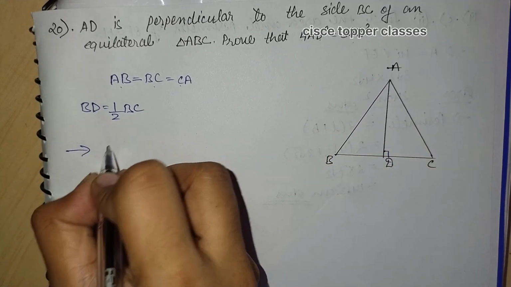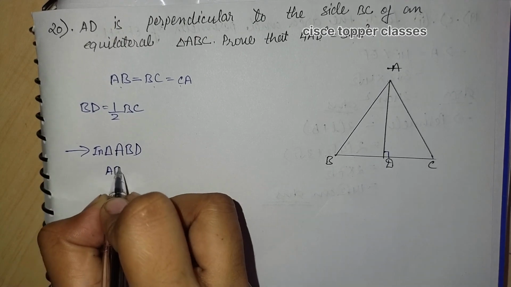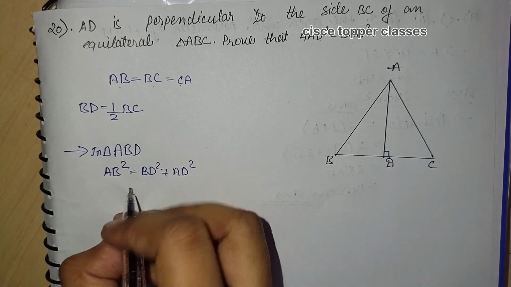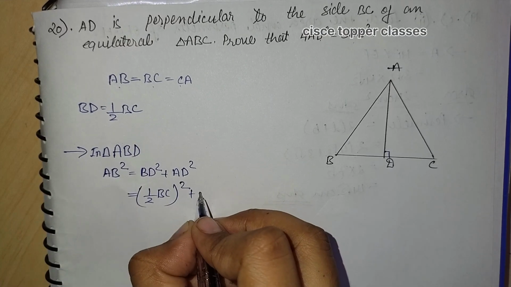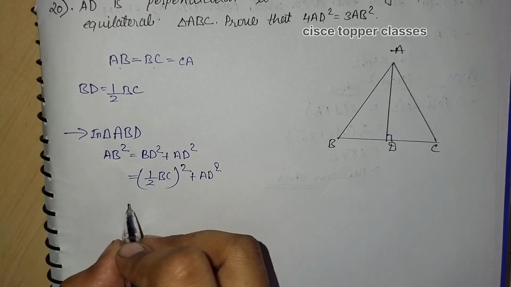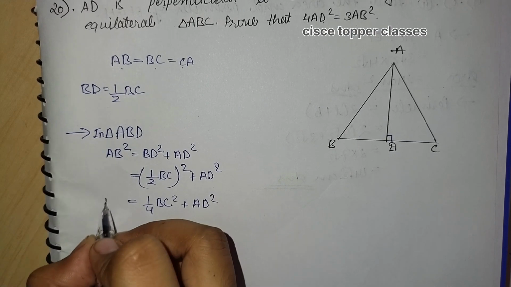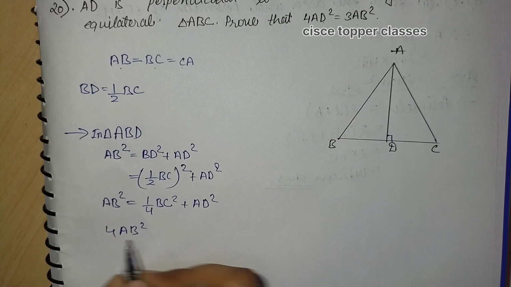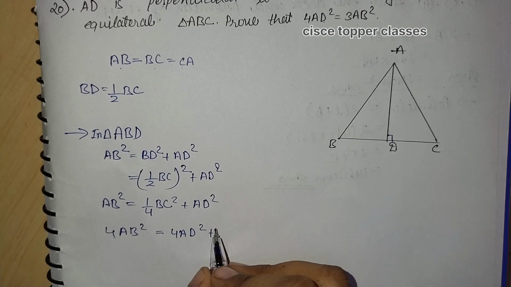Simply, as it is a right angle triangle, we can write in triangle ABD as AB square is equal to BD square plus AD square. So we can write BD as half of BC whole square plus AD square. So here we have to write it as 1 by 4 BC square plus AD square. We will take the LCM and cross multiply here. On writing this, we can write it as 4AB square equal to 4AD square plus BC square here.